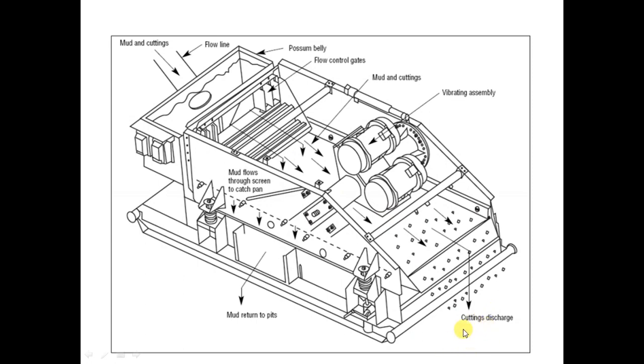In the disposal pit, and the mud returns to the pits coming from under the screens and from this place. And as you see here, this is the vibrator, or vibrating assembly, or the motors which help make vibration and shaking to the shakers, so that you can get rid of the cuttings without causing any problem for the mud.